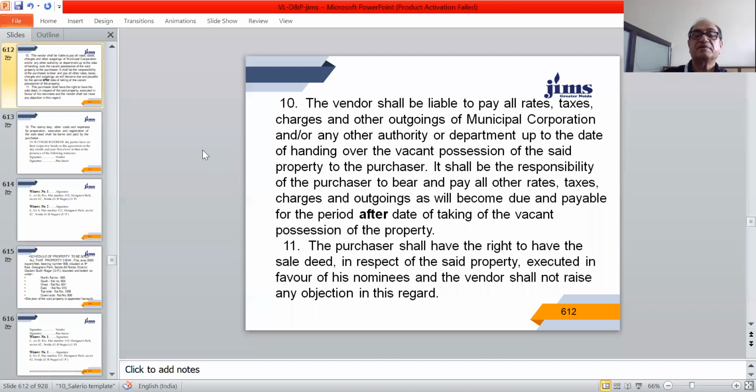Para 11. The purchaser shall have right to have the sale deed in respect of the said property executed in favor of his nominee, and the vendor shall not raise any objection in this behalf. This clause is also very common in India to be added in the agreement to sell, that purchaser can get the sale deed executed in his own name or in name of his nominee.